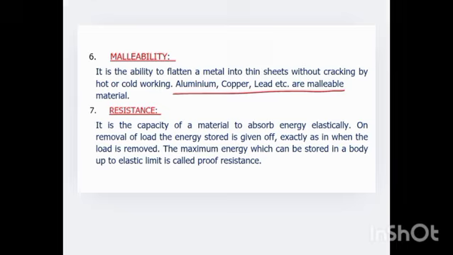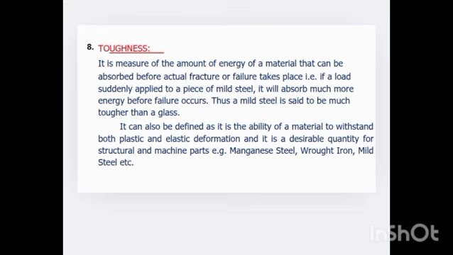Then resilience. Resilience is the ability of a material to absorb energy within the elastic limit. Within the elastic limit only. And the maximum energy stored within the elastic limit is called proof resilience. Then toughness. Toughness is the ability of a material to absorb energy before fracture. So this includes both.